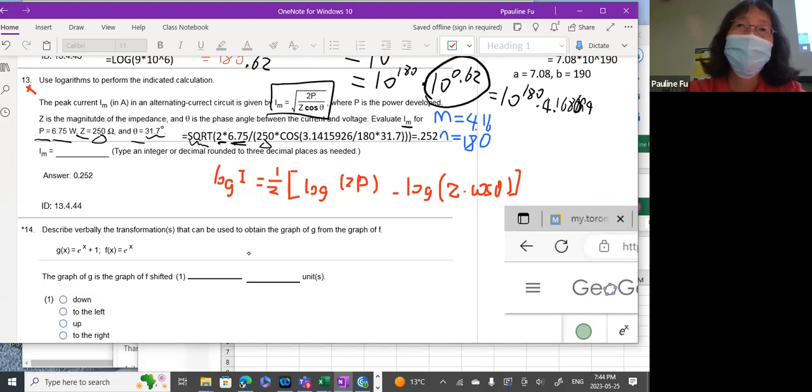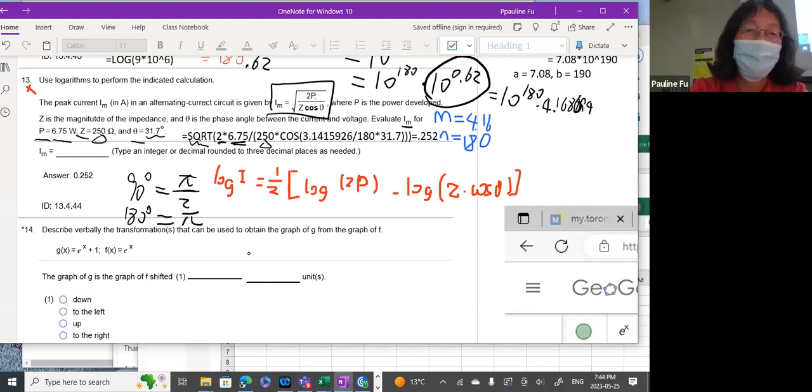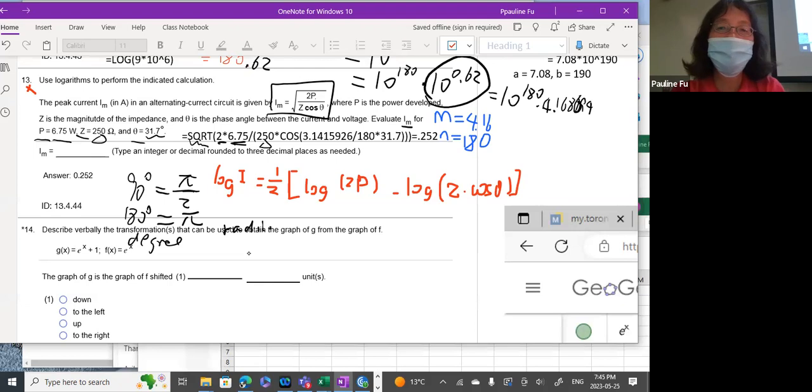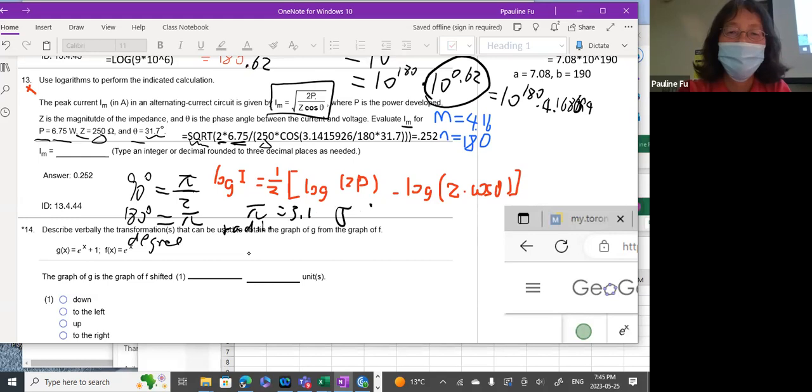from degrees to radians. For example, 90 degrees equal to pi over 2, and 180 degrees equal to pi. The left-hand side is the degrees, the right-hand side is the radians, so it is a different measurement. You need to change the degrees into radians. How? You use this pi. Pi is roughly this number, 3.1415926.